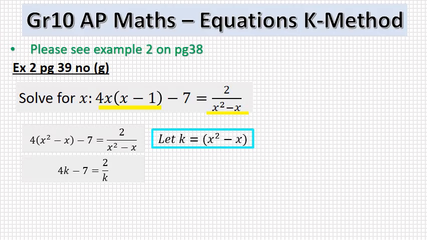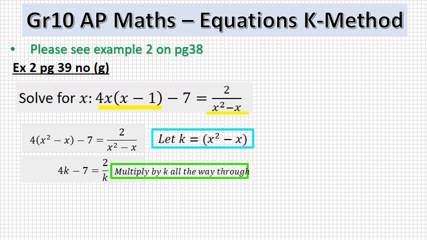Now, remember, when we're simplifying or dealing with fractions, you usually have to find an LCD. When you have an equation, to get rid of a denominator, you can just multiply by that denominator all the way through. So we're going to multiply each term in this equation by k. 4k times k gives us 4k squared. 7 times k gives us 7k. And 2 over k times k will cancel out the k.